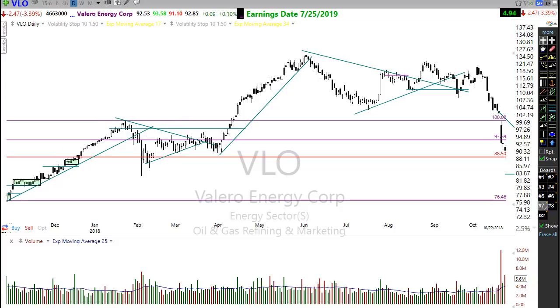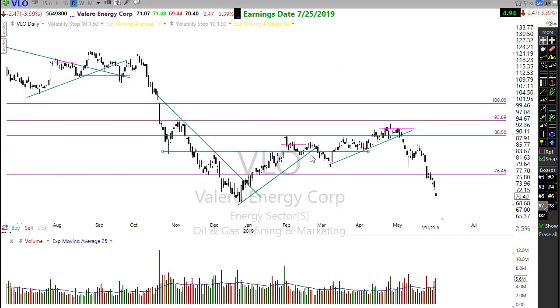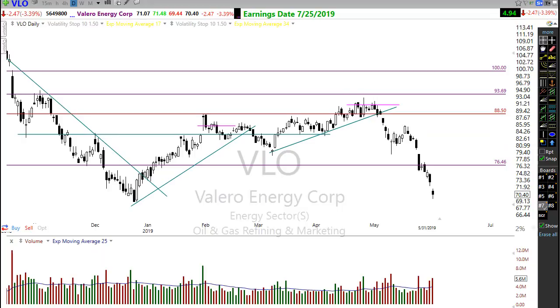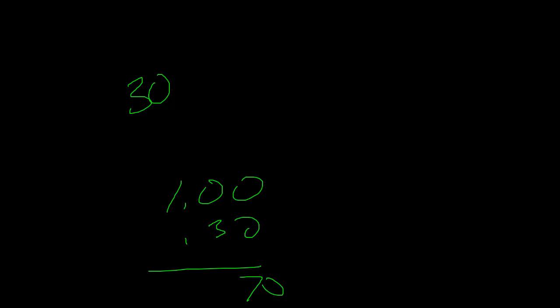Carlos, margin on credit spreads is defined by your risk. It's very, very simple. If you have a dollar wide spread and you've collected 30 cents on that spread, what's your risk in that trade? Well, it's a dollar minus 30 cents. Your margin is going to be $70 on a single wide spread. That's your max risk.